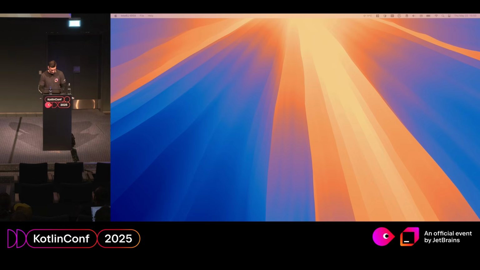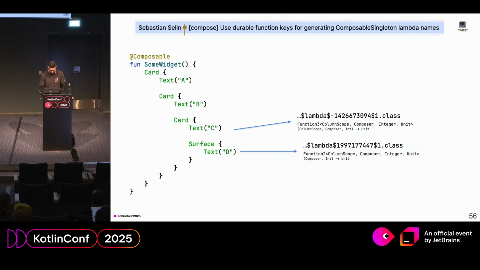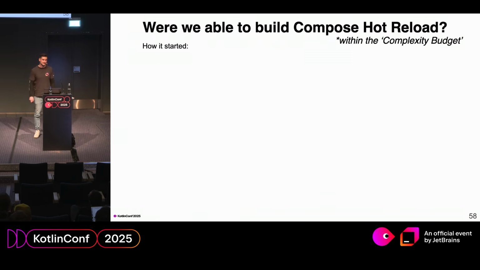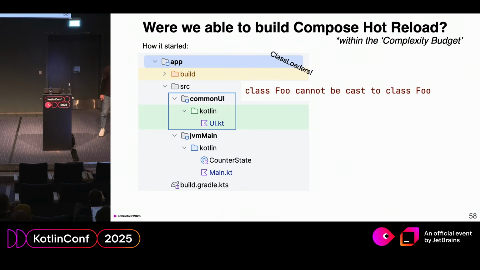So let's get back to the presentation. We need to ask ourselves the same question as we did with class loaders. Were we able to build Compose Hot Reload within the complexity budget? And I want to remind you how it started. We started with this accidental idea about using class loaders, and that meant that users had to kind of stick to a framework, refactor their code, and make sure that all of the UI code is in a special place, compiled in isolation from the rest of their code. The user had to deal with issues like foo cannot be cast to class foo, and all of those things.